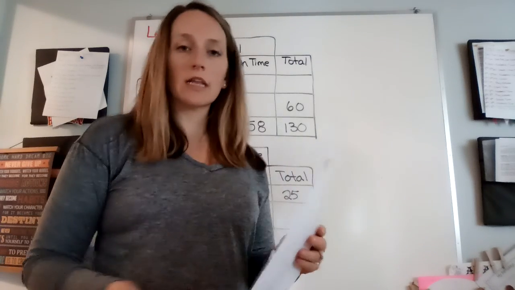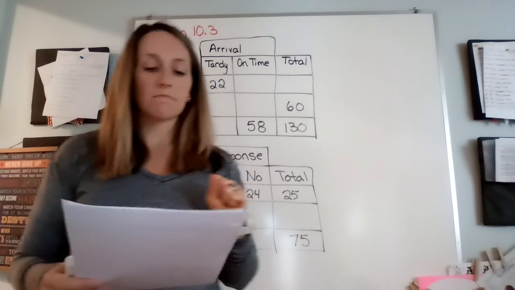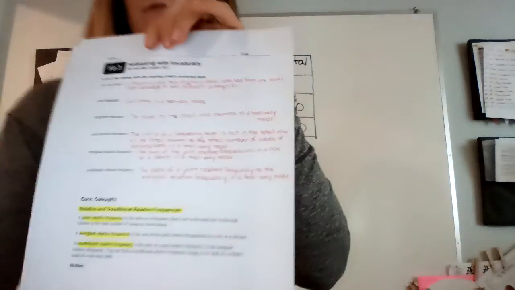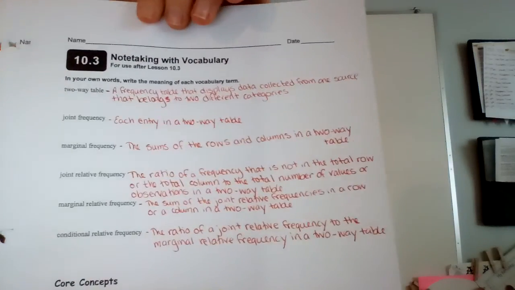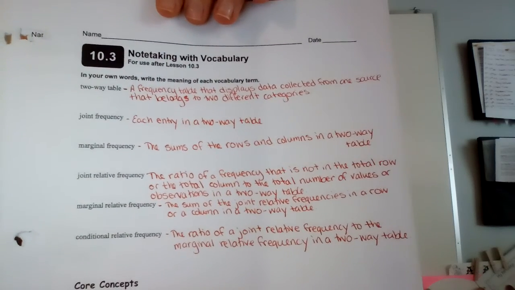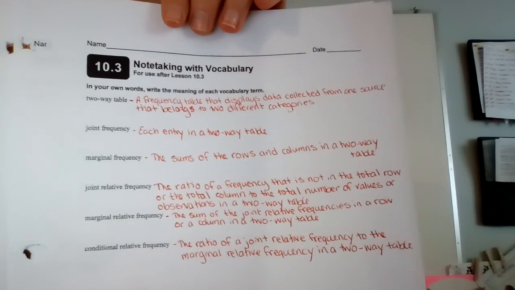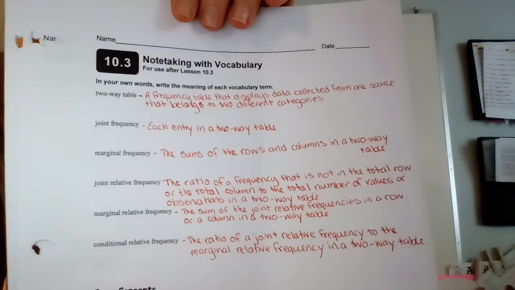So today we're going to start lesson 10.3. We're going to be talking about two-way tables. The first page is a lot of vocabulary, so I'll read that through with you now. But I will post a copy of these notes, both blank and my answer key, so you can take the time to copy them down if you choose to do so.